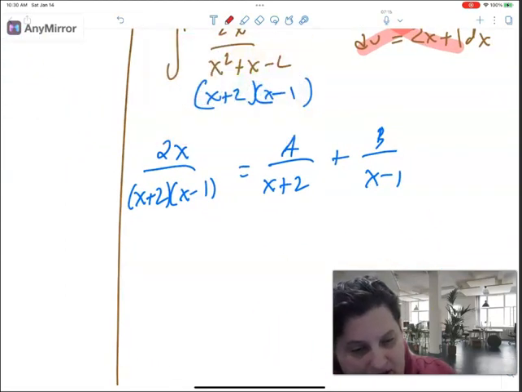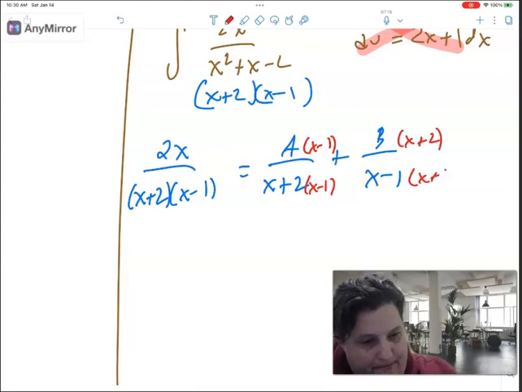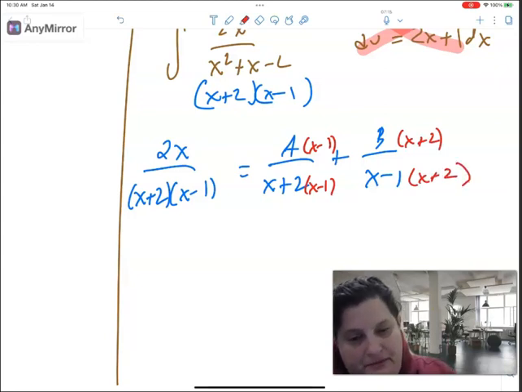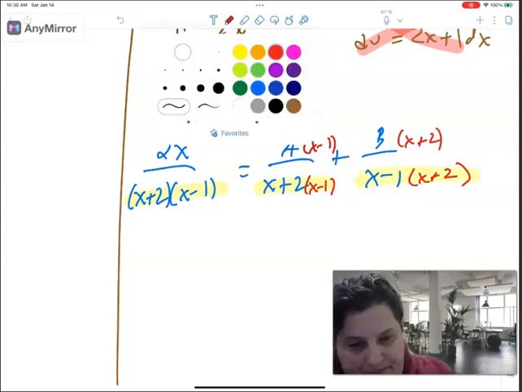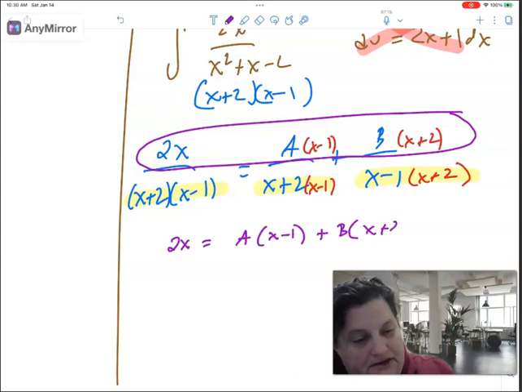Multiply everything to get a common denominator. So I need an x minus 1 on here, and an x plus 2 on here. I notice that the denominators are the same, so I'm going to grab this equation right here. I'm going to go, okay, 2x is A times (x minus 1) plus B times (x plus 2).